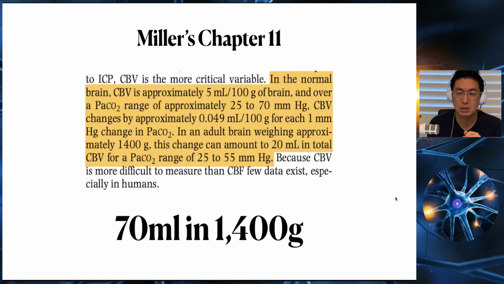Now, this is from Miller's chapter 11. In the normal brain, cerebral blood volume is approximately 5 mils per 100 grams of brain, and over a PaCO2 range of approximately 25 to 70 millimeters of mercury, cerebral blood volume changes by approximately 0.049 mils per 100 grams for each millimeter of mercury change in PaCO2. And so that equates to about 70 mils in a 1,400 gram brain.